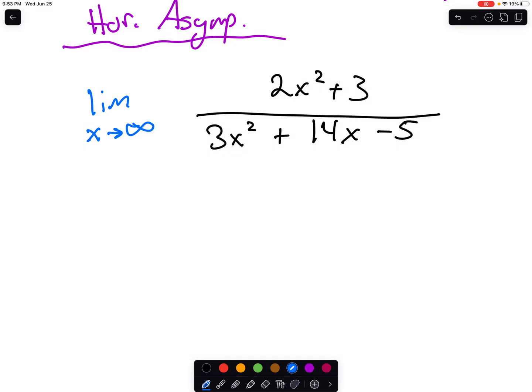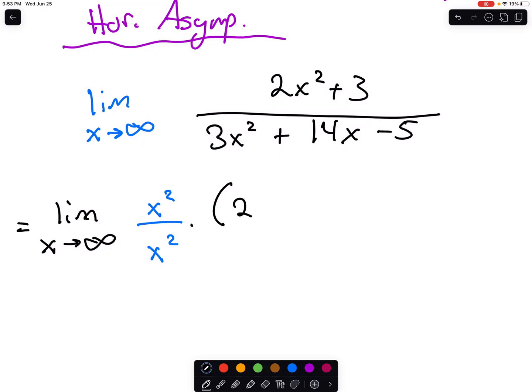So then we're going to get something like the following: the limit as x goes to infinity, now we're factoring out x squared like this. And now if we do this, the first term becomes a 2. This guy becomes 3 over x squared. And you don't have to do it this way. There's more than one correct way to go about this.